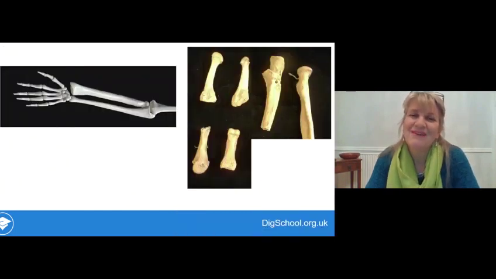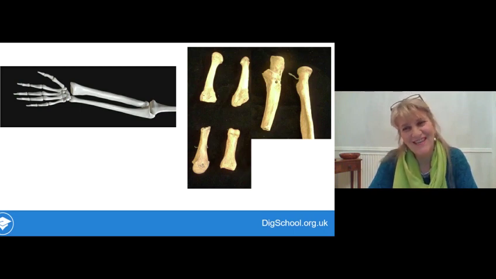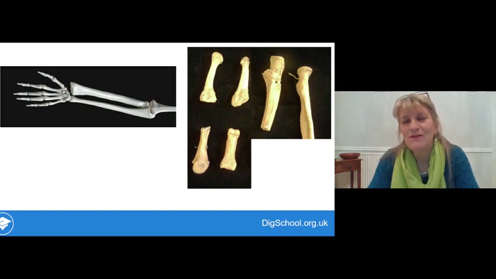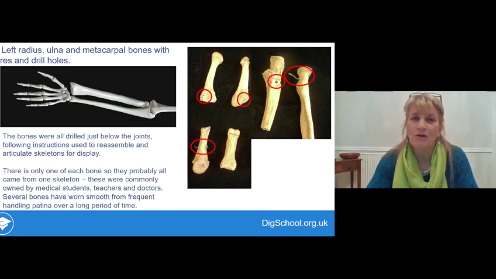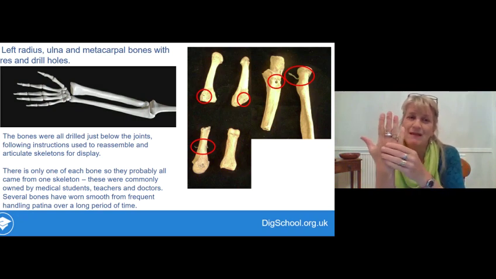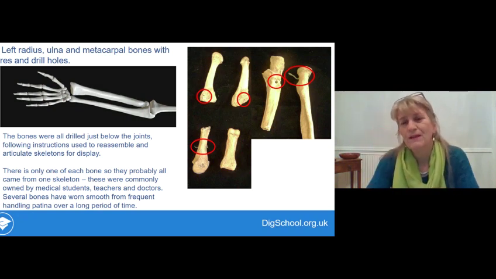And then finally, here's this collection of bones. Have a look at these and see if you can spot what's unusual about them. Might take some quite careful looking here. So looking at these, they're all bones of the hand or lower arm. It's the left radius, the left ulna, and the metacarpal bones, the main bits of the hand bones. The thing that's unusual about these is they've got wires and drill holes through them.